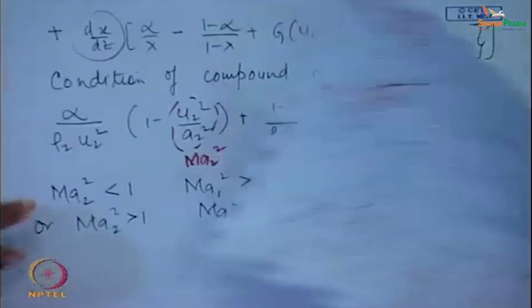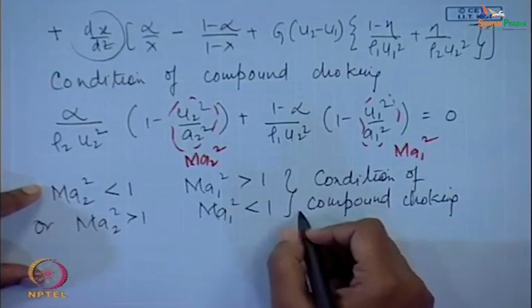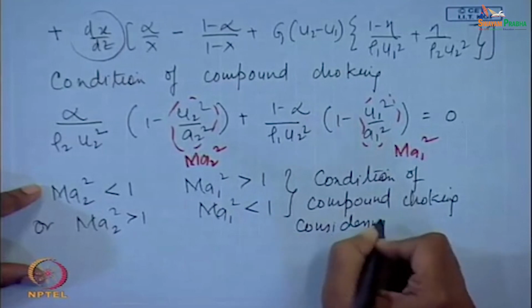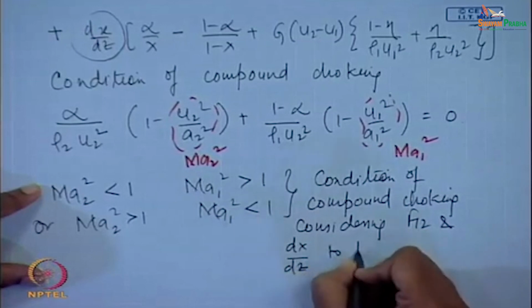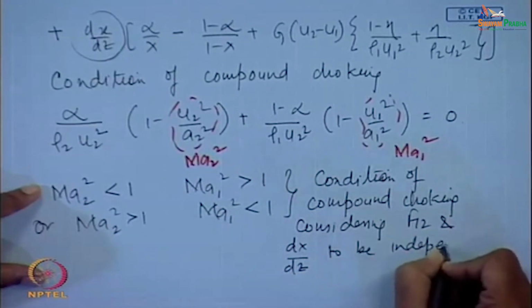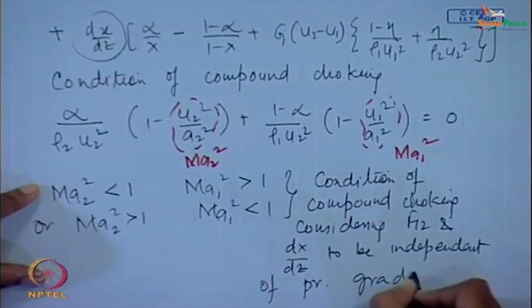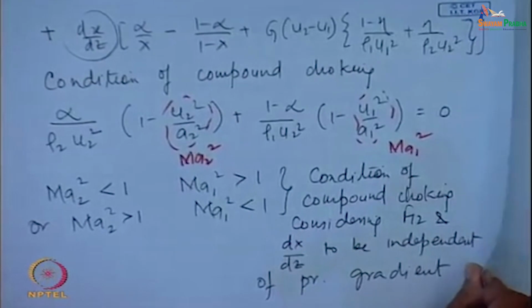Okay. So this gives you the condition of compound choking, assuming or considering F12 and dx dz to be independent of pressure gradient. Under this condition, we have got the condition of compound choking. Now, tell me, for flashing what is going to happen? For flashing, suppose we consider flashing, then in that case what happens?